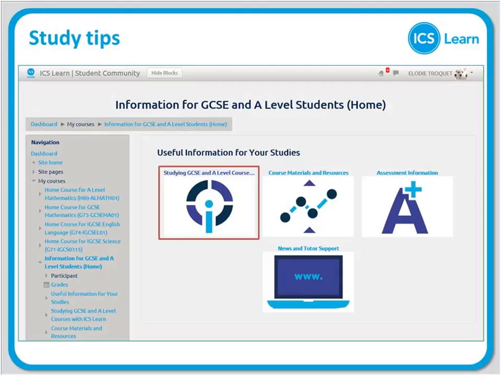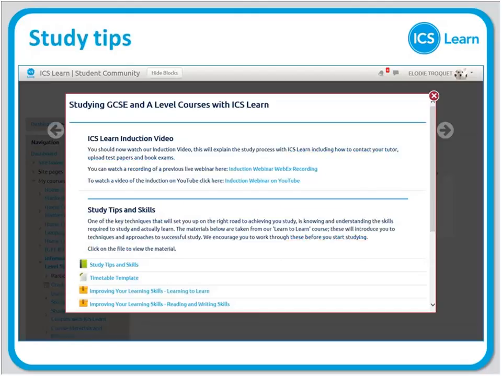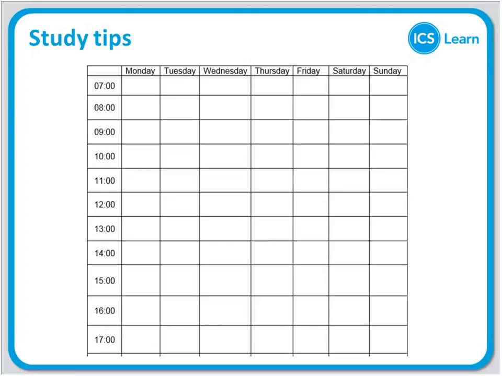From the Information for GCSE and A Level Students page, go to the Studying GCSE and A Level Courses with ICS Learn section. That's the first tile there. Then, in the Study Tips section on the page, you should see a timetable template. So if you click on that, it will download right at the bottom of your page, just depending on the browser. I think it's a Word document, so you can modify it if you need to.